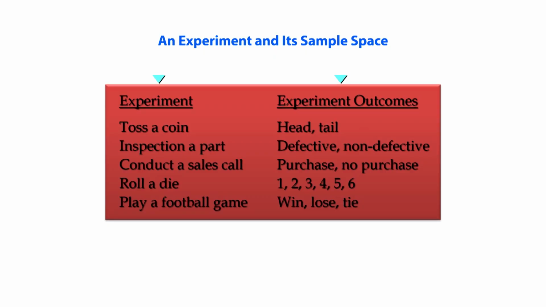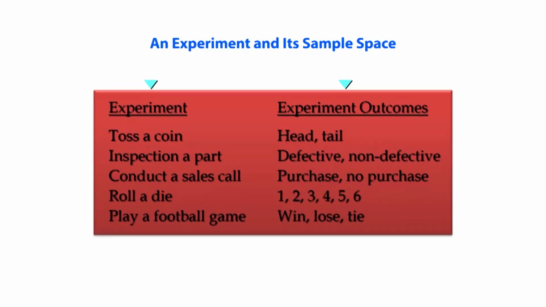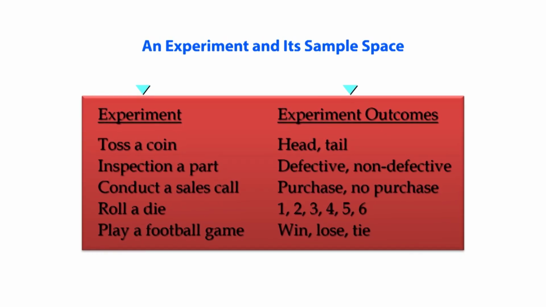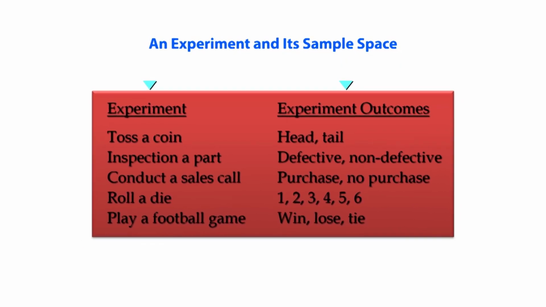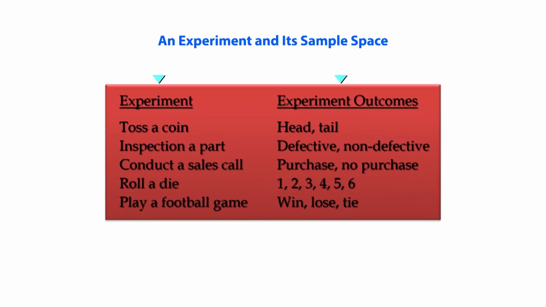So if you are going to talk about experiments: toss a coin, inspect a part. When the experiment is toss a coin, the experiment outcomes are head, tail. Inspecting a part, it is called defective, non-defective. Conduct a sales call: purchase, no purchase. Roll a die: 1, 2, 3, 4, 5, 6 are the experiment outcomes. And play a football game: the experiment outcome is win, lose or tie.